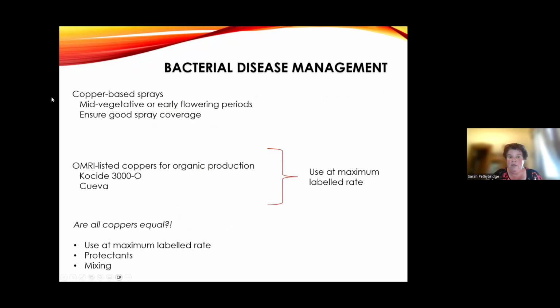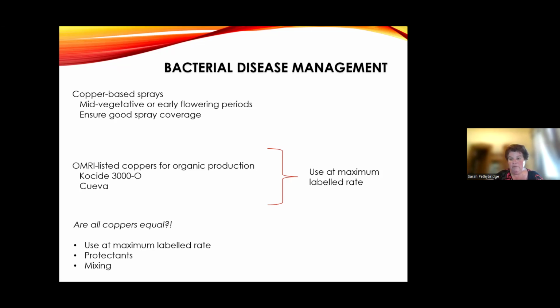Generally, our only option for sprays are copper-based sprays, and they're generally put on at mid-vegetative or early flowering periods, so getting to the stage now. Because they're copper-based protectant sprays, one of the most important things to getting the most out of your investment in copper is ensuring good spray coverage. So if you've got a thick canopy, making sure you've got the right water volume and the most appropriate nozzles for getting spray penetration into the canopy.